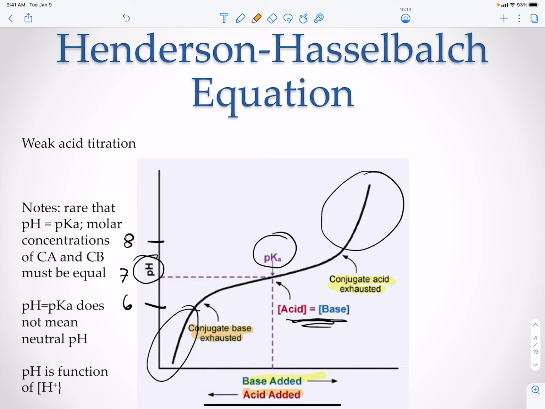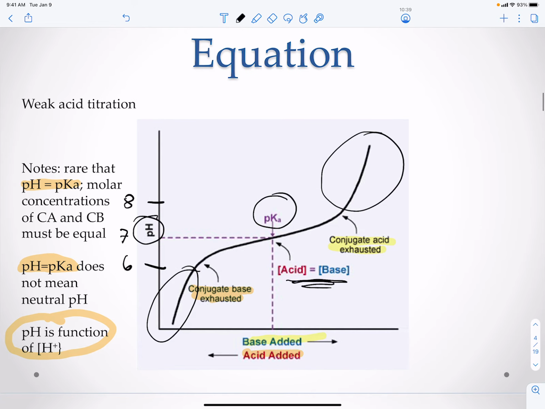Keep in mind a few things. So it's rare that pH equals pKa. And if pH equals pKa, that does not mean a neutral pH, because pH is always simply a function of how much hydrogen is actually in there. So the pKa is the pH value at which a chemical species will accept or donate a hydrogen.